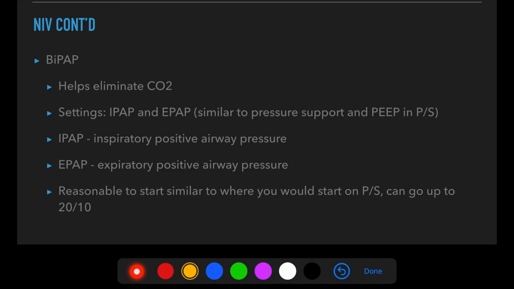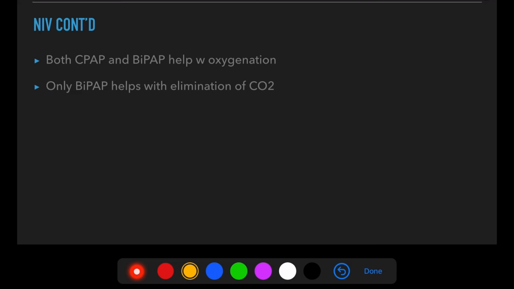BiPAP helps eliminate CO2. So your settings on BiPAP, you're going to have your IPAP and your EPAP. Your IPAP being your inspiratory positive airway pressure and your EPAP being your expiratory positive airway pressure. IPAP's quite similar to the pressure support you give a patient on pressure support ventilation, and EPAP is pretty much akin to PEEP. Reasonable to start similar to where you would start on pressure support, like 12/5, 10/5, something in there, and then you can go up or down based on how the patient's doing, what their ABGs are showing, what their monitors are showing, and all that.